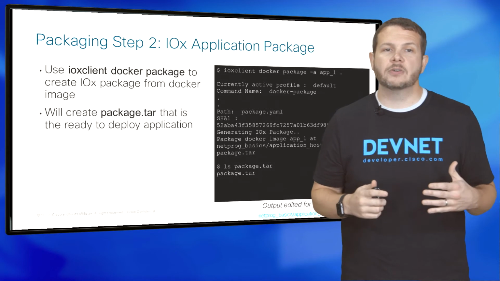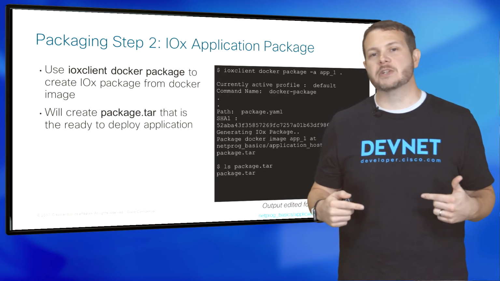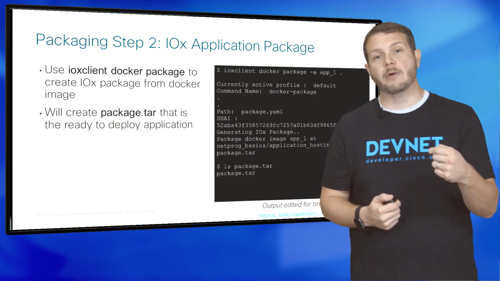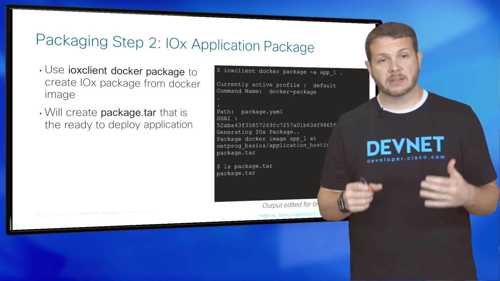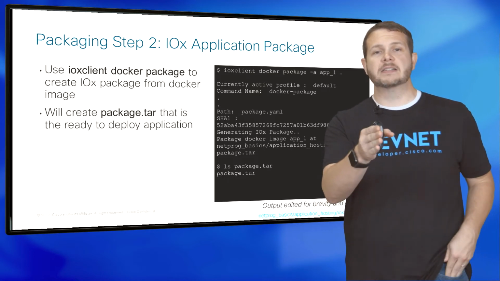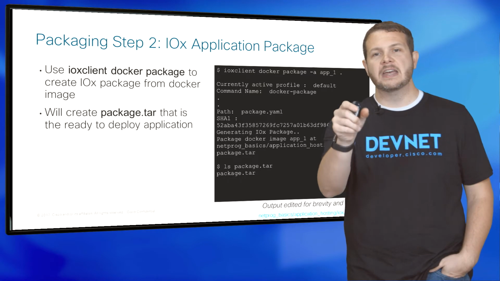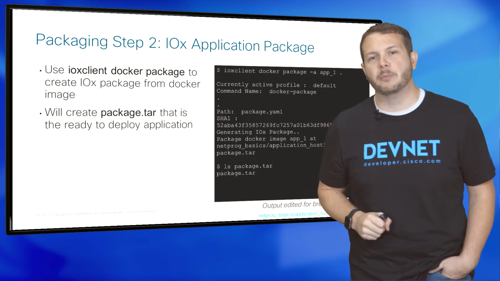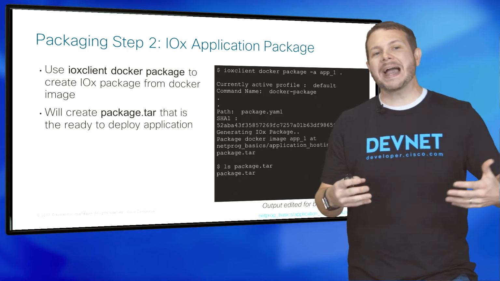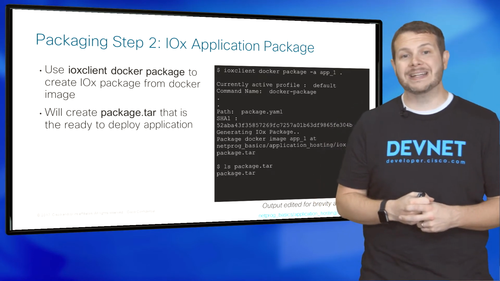With the Docker image created, now we need to package it in the actual format that IOX uses. To do this, we'll leverage ioxclient. Now ioxclient, we've installed it. It provides all of the utility necessary. And so with ioxclient docker package, and then -a to give it the name, app1. That will go ahead and convert the Docker image into a package.tar, which is the format ready to be deployed into IOX.